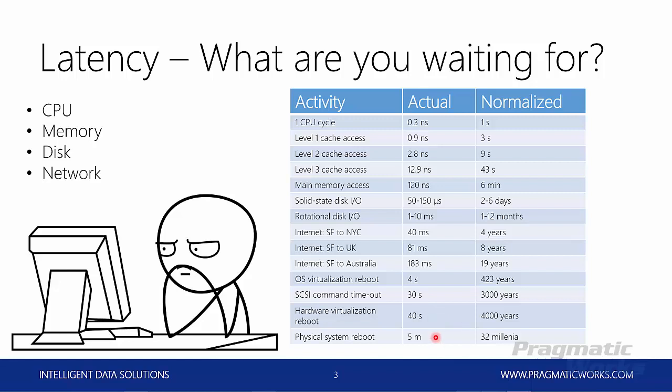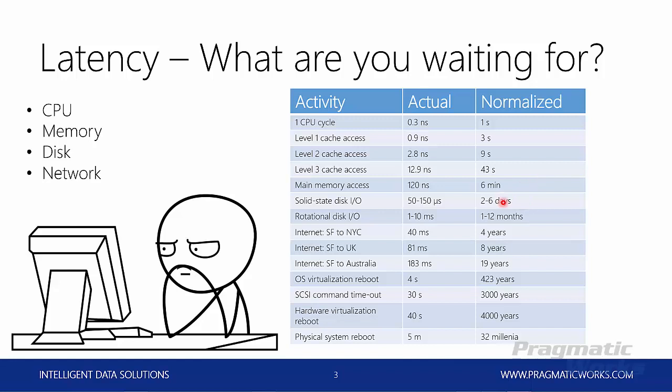Now, if we take all of that and normalize it, let's make a CPU cycle 1 actual second, we begin to see how these time scales actually matter. Our level 1 cache becomes 3 to 9 to 43 seconds. We're still under a minute, but we're getting close to a minute because it matters what level of cache we're processing within our processor. Our main system memory access takes about 6 minutes.